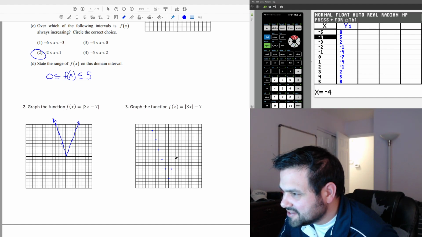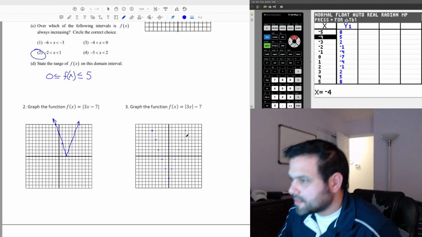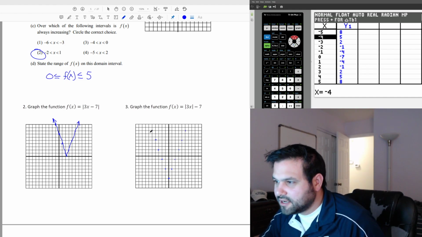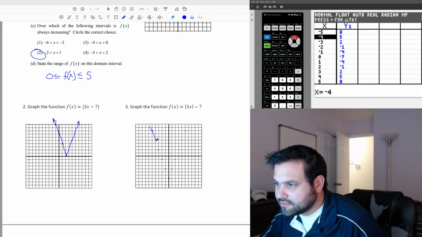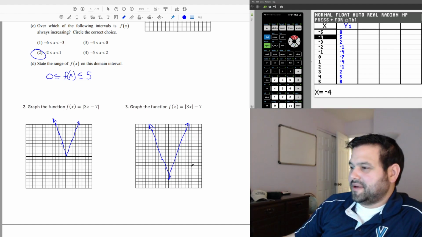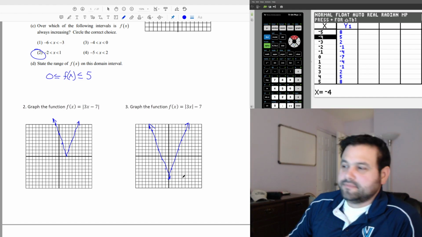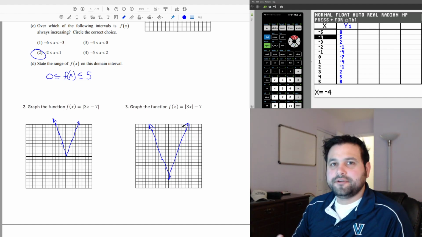And we see this V shape. So I plot those points. I try to make a straight line. Kind of messed up at the end. That's pretty bad. Hopefully yours came out a lot better. There we go. Okay.